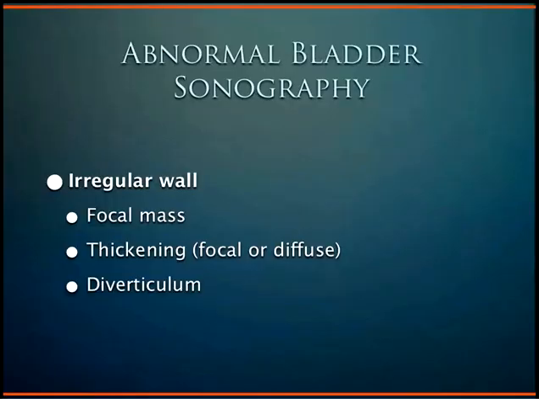The bladder should have a smooth wall throughout its perimeter, so the idea is to look for any irregularities in the wall, such as a focal mass, or any areas of thickening, either in a focal location or diffusely, and any outpouchings like a diverticulum.